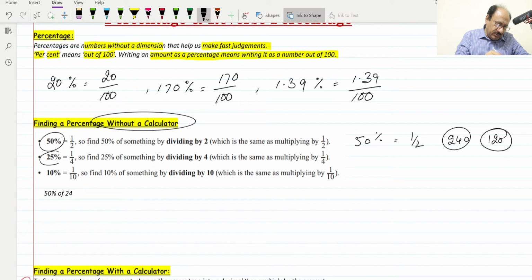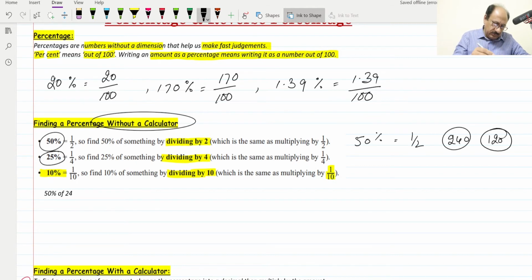Similarly, 25% will be a quarter or fourth portion. So if we find 25% of something, we will divide by 4. So 25% means dividing by 4 and 50% means dividing by 2. Similarly, 10% will be dividing by 10, which is the same as multiplying by 1 over 10.